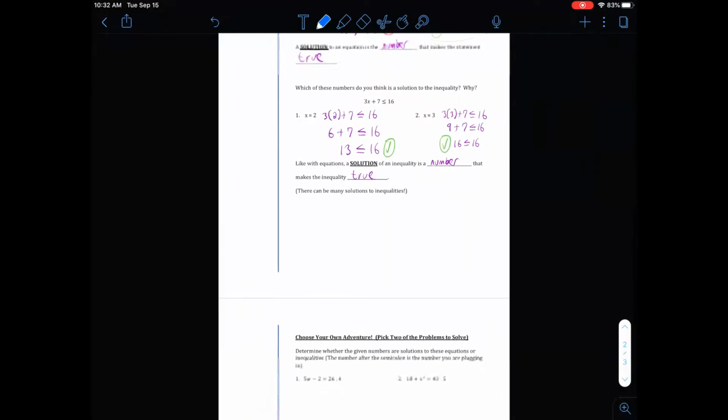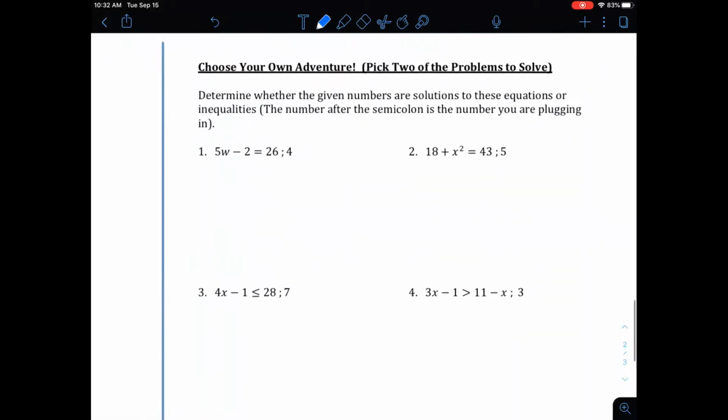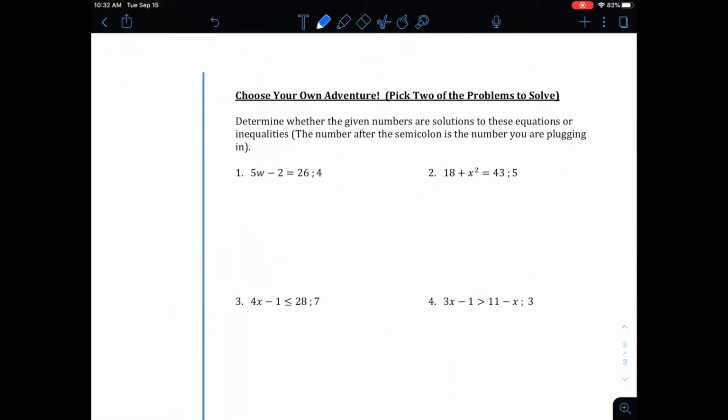All right. So that is that part right here for these last 4. I want you to go ahead and try these last. It says choose your own adventure, pick 2 of the problems to solve. I would encourage you to try all 4 on your own if you have time. Otherwise, just pick 2: one between 1 and 2, and one between 3 and 4. Otherwise, just do all 4 if you want to get the extra practice.